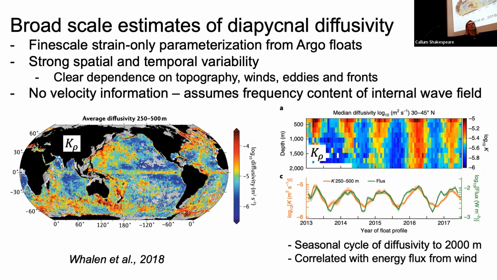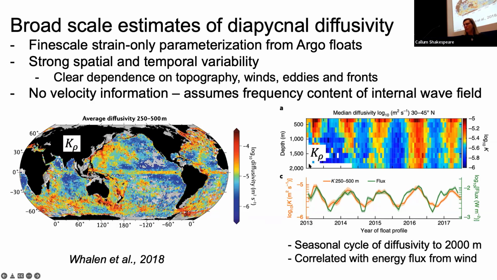The Argo array presents a very nice opportunity to get more information about mixing. So there are many more profiles from Argo than there are from microstructure profilers. And so this map on the left shows the average diffusivity from all Argo floats in the upper part of the ocean using a strain-only parameterization. And you can see that there's strong spatial variability, and it's been shown that there's really clear dependence on topography, winds and eddies and fronts. But this assumes a frequency content of the internal wave field, and that may vary from place to place.